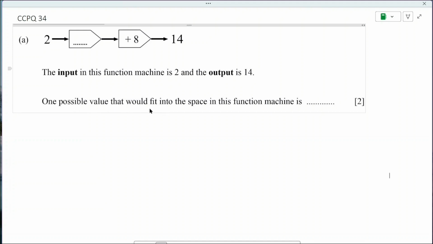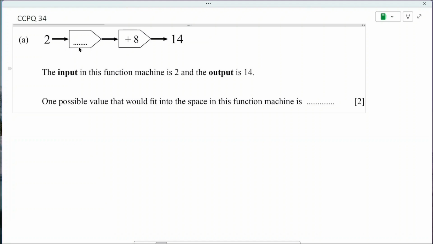One possible value that will fit into the empty space in this function machine is, as demanded by the question, we have to find a value that will fit into this space. This question is quite technical, not hard though, because if we are going from the left towards the right, you would hardly find the value, but if we go from the right back to the left, that is doing the inverse function or the reverse, it will be easy for us to get the answer.